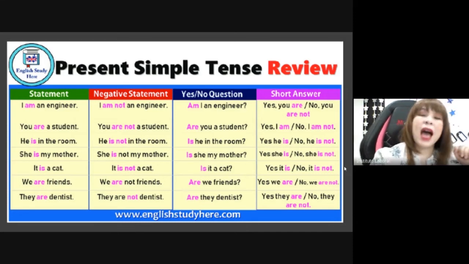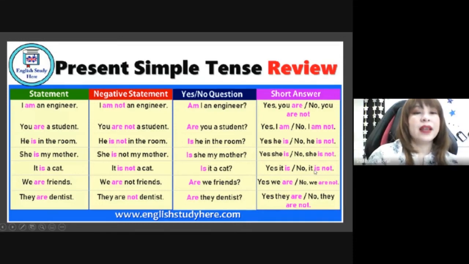So here we have some examples of simple sentences in affirmative form. He is in the room. She is my mother. It is a cat. Now let's check the plural forms. We are friends. They are dentists. You are a student. Remember, am is only used with the subject pronoun I.